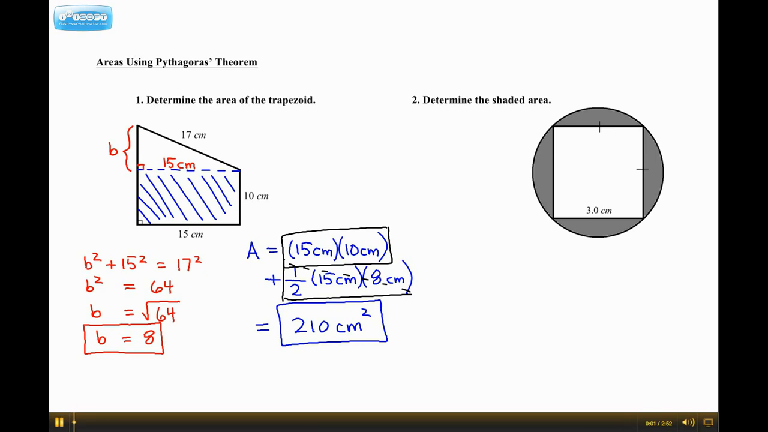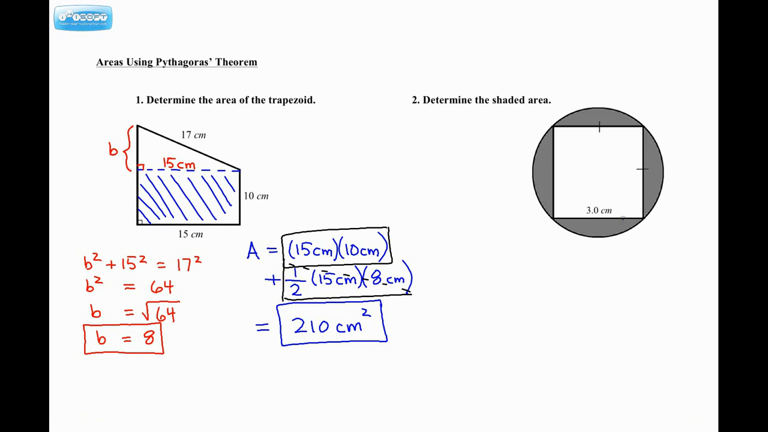2, determine the shaded area. So I have a circle here, and then I have an inscribed square punched out of it. Now I know it's a square. Well, it's kind of obvious that it's a square, but also these hash marks here tell us that if this is 3 centimeters, this is also 3 centimeters. So we have a square.